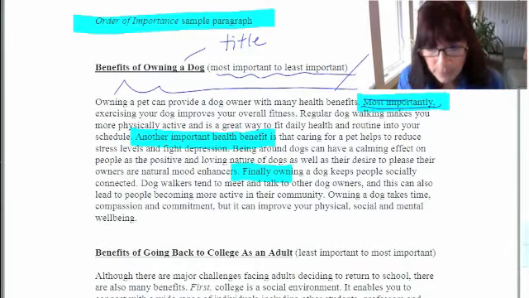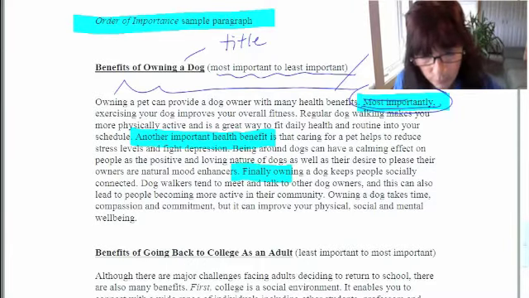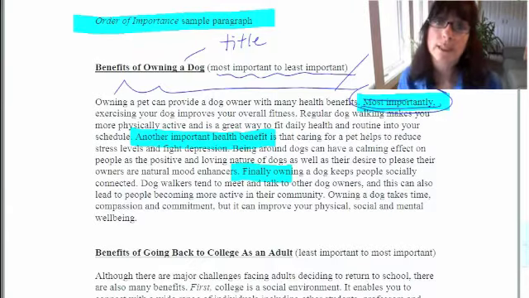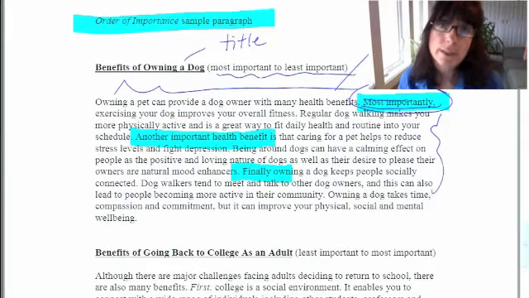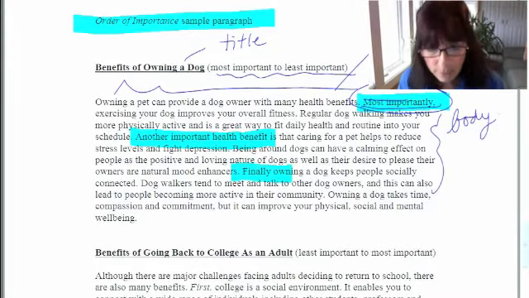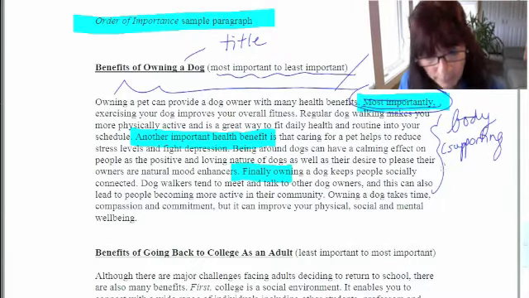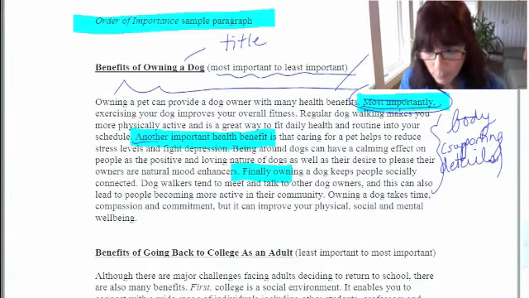Now, I've written this paragraph in the order of most important to least, and you've noticed here I said most importantly. So that's my most important point. And my most important idea was that it improves your overall fitness. It's good for your overall physical fitness. So this is the body of your paragraph where I've included supporting details. So I've chosen the most important one here, which I think is the fact that it improves your fitness.